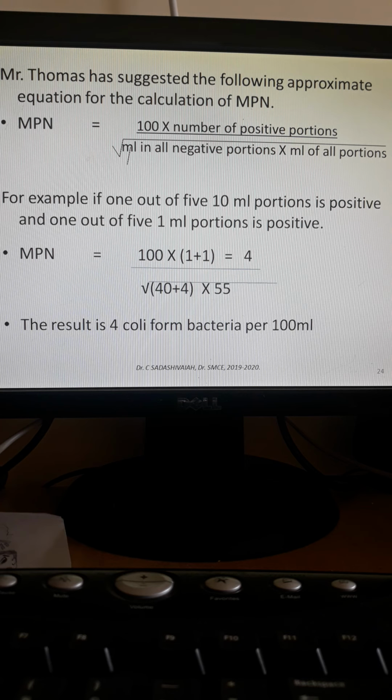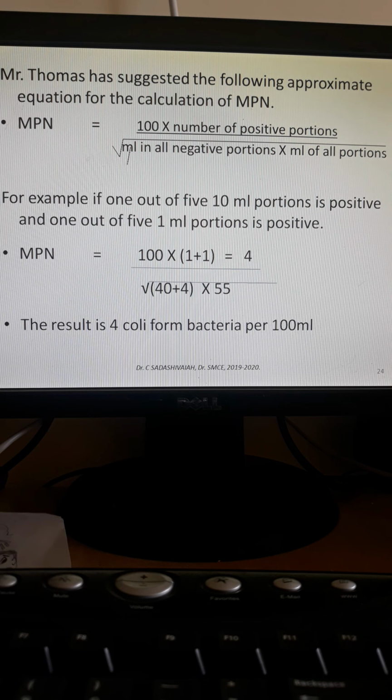And also in the second set, where only 1 ml water sample was poured for each of these 5 test tubes, 1 test tube indicated positive, meaning gas formation was noticed in only 1 test tube. Obviously the remaining 4 test tubes indicated negative. Therefore the quantity of water sample which showed negative will be 4 into 1 ml, therefore 4 ml. So ml in all negative portions is 4 into 10, 40 ml, plus 4 into 1, 4 ml, total 44 ml.